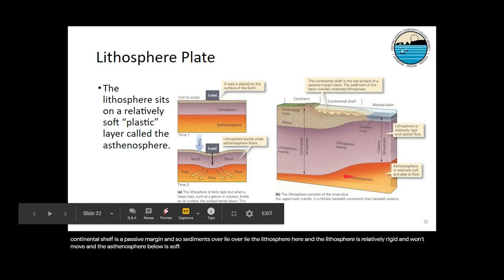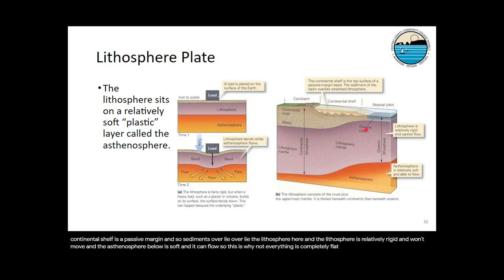So this is why not everything is completely flat and it moves, because we have a lot of weight on top of the Earth. That can be with water. It can be with really thick crusts, like huge mountaintops.